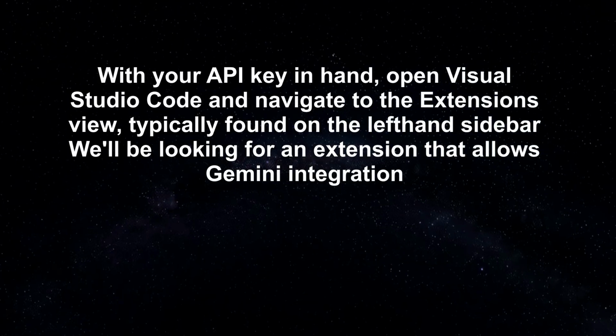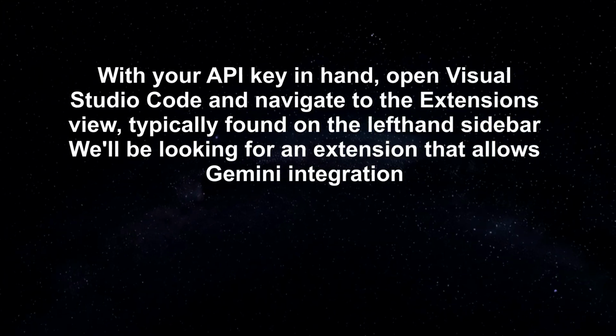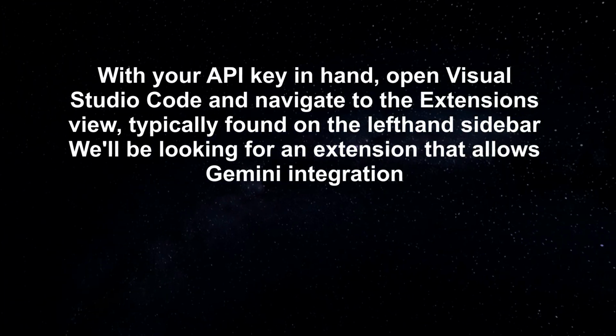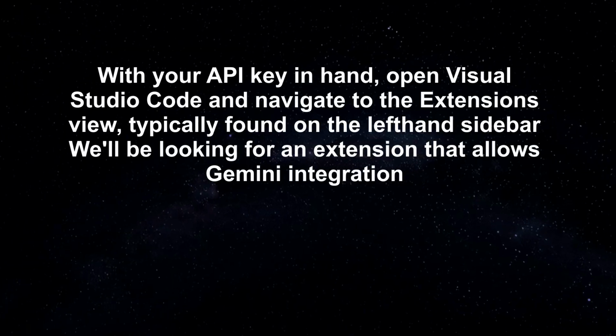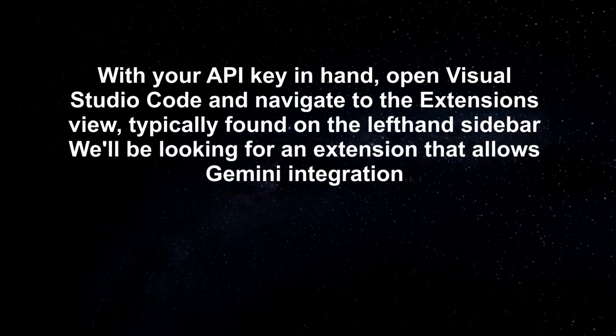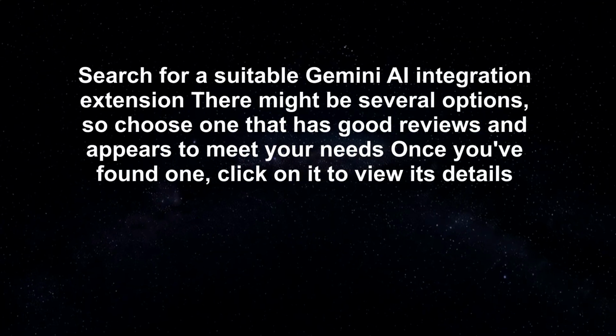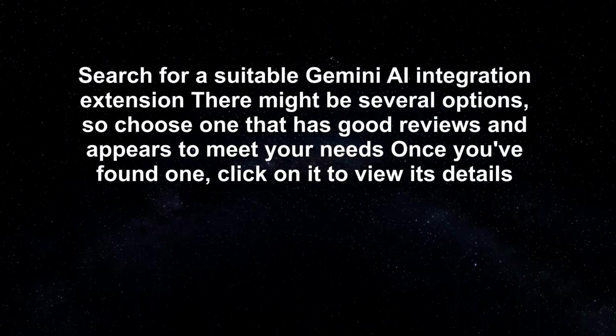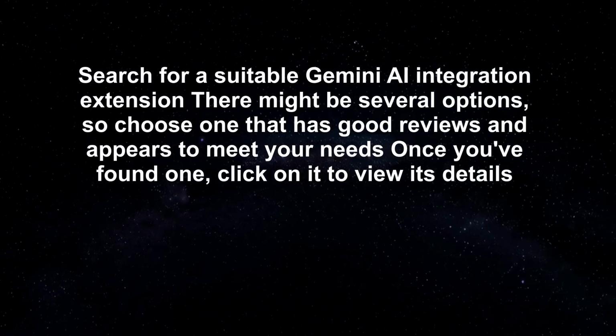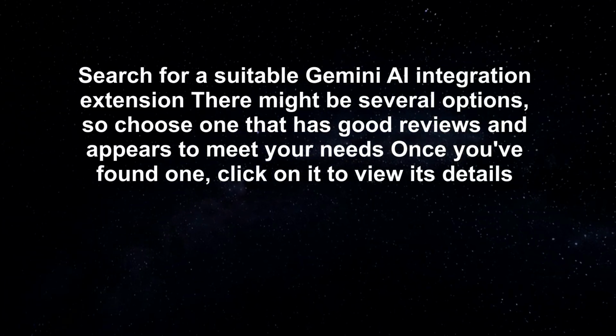With your API key in hand, open Visual Studio Code and navigate to the extensions view, typically found on the left-hand sidebar. We'll be looking for an extension that allows Gemini integration. Search for a suitable Gemini AI integration extension. There might be several options, so choose one that has good reviews and appears to meet your needs.